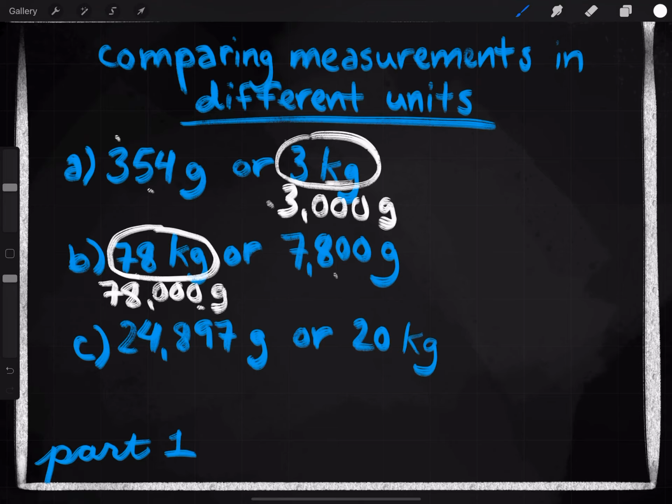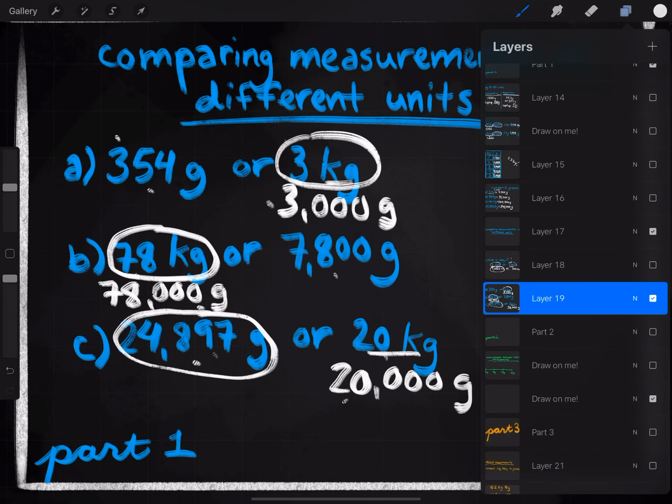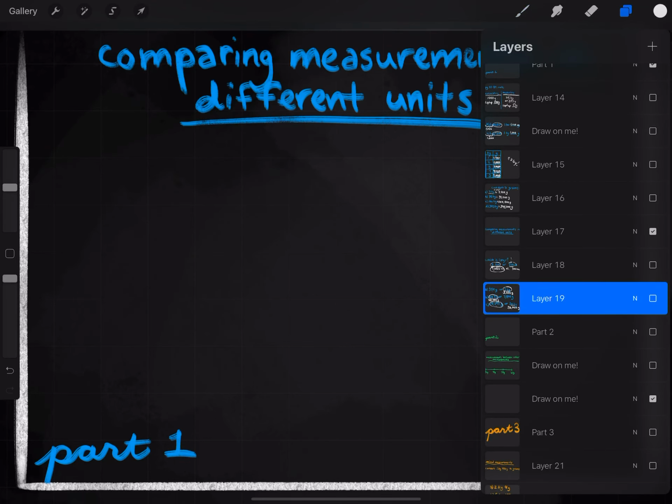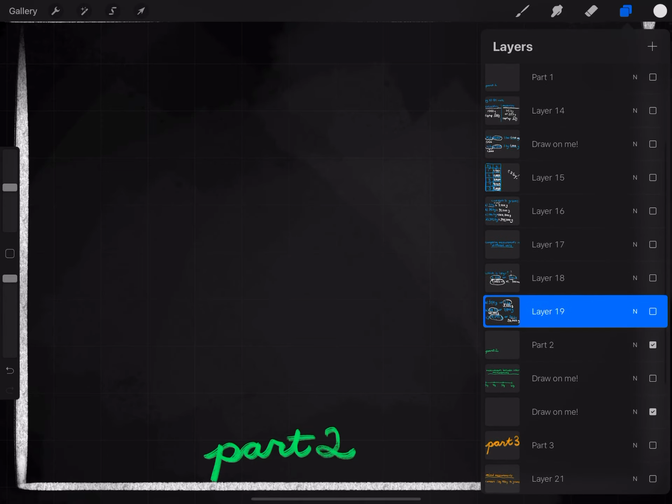And now we're going to compare 24,897 grams with 20 kilograms. This will be converted into grams, 20,000 grams. And now we know that 24,897 is bigger than 20,000, so this is the larger measurement. All right, we're going to go on to a little bit different part of the lesson here.